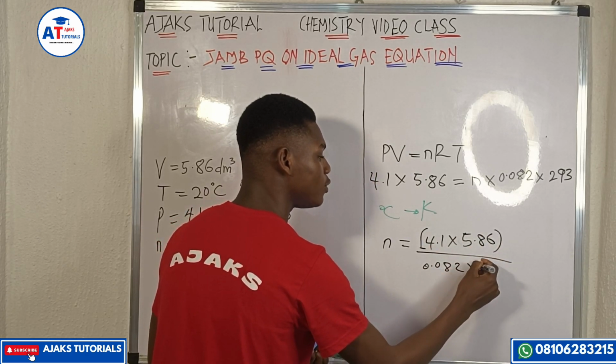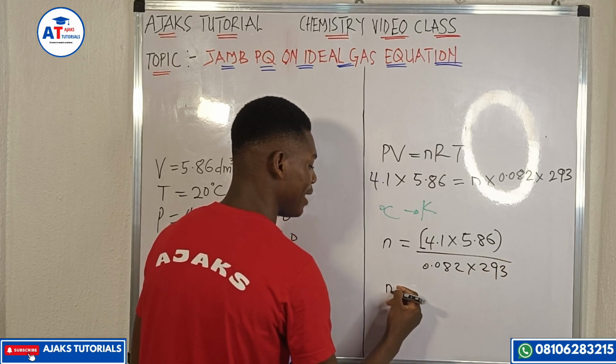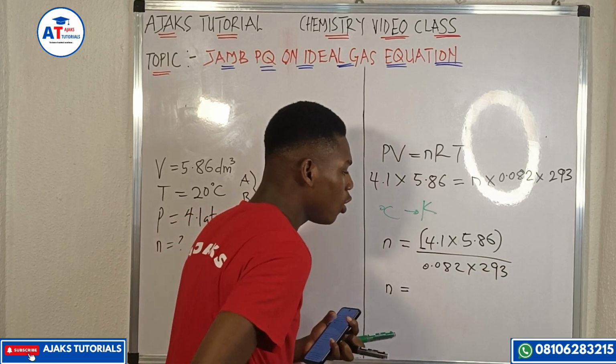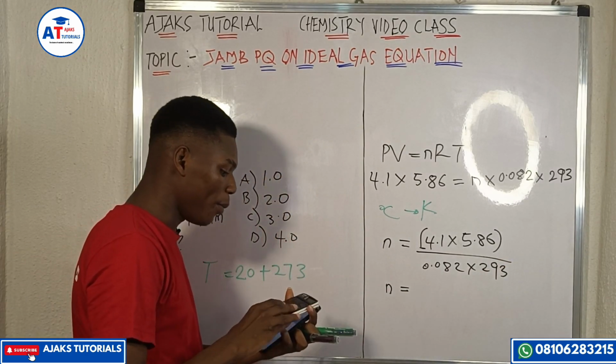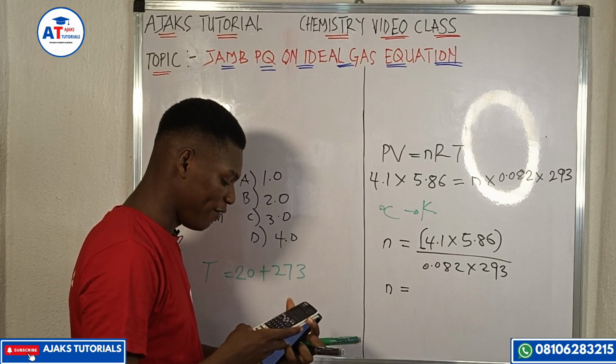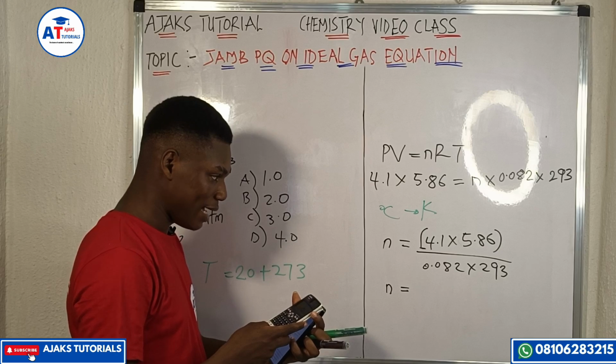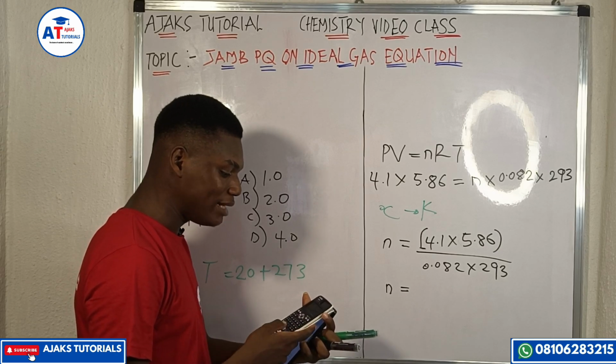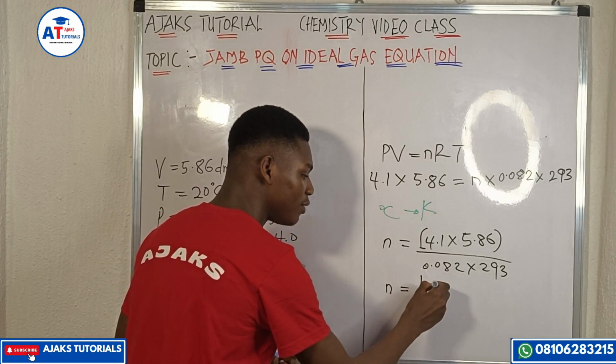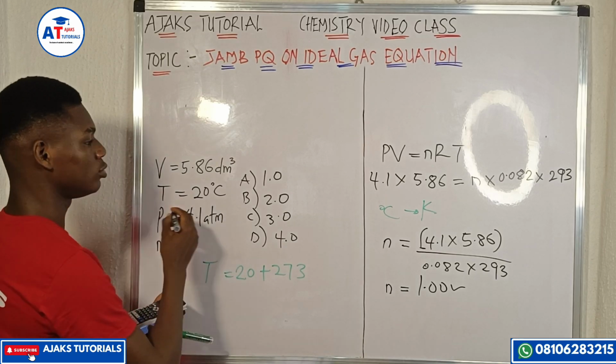0.082 times 293. What's my N? All right, quickly punch your calculator. Let's do that quickly: 4.1 times 5.86 divided by 0.082 times 293. So there's something you should know. The answer is 1.00. That's option A.